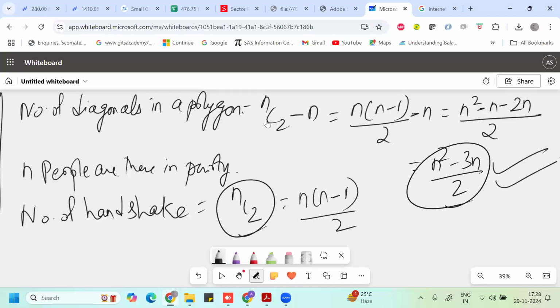Why nC2 minus n? Anyone? Why this nC2 minus n?